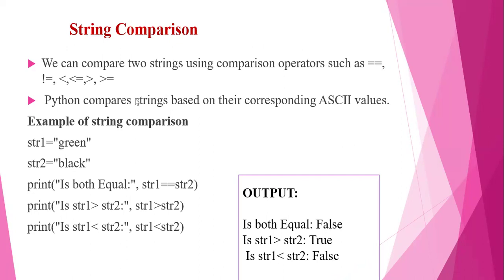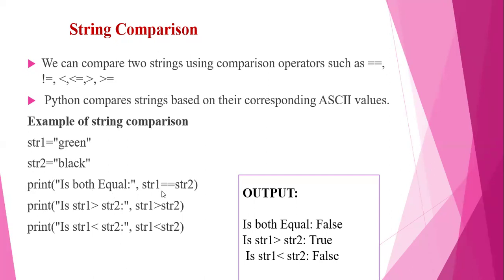And string comparison operators. We can compare two strings using comparison operators. As we all know, comparison operators are nothing but equals to, not equals to, less than, less than or equals to, greater than, and greater than or equals to. Python compares these strings based on their corresponding ASCII values, as I told earlier. If we take an example, here we are assigning the string green to variable string 1 and black to variable string 2. And we are printing both the values.